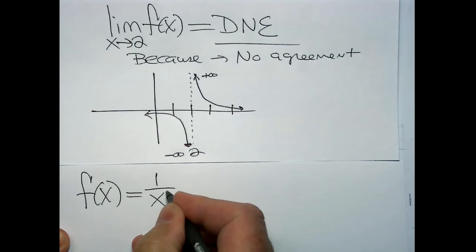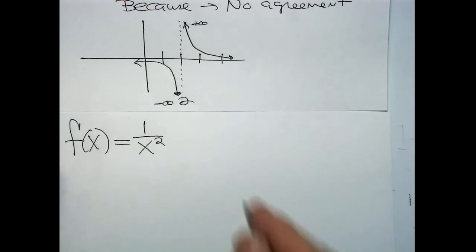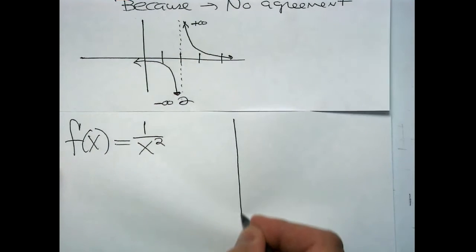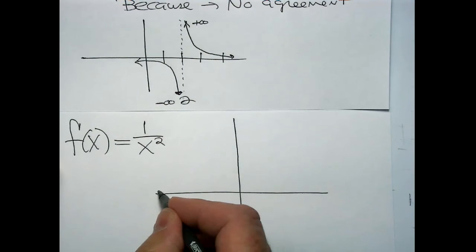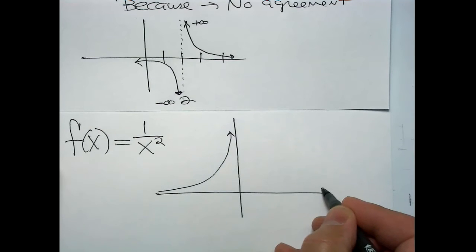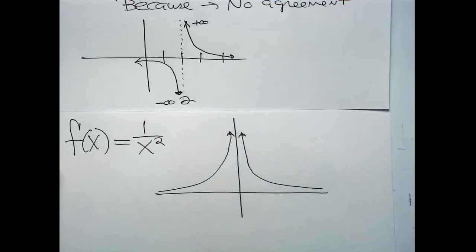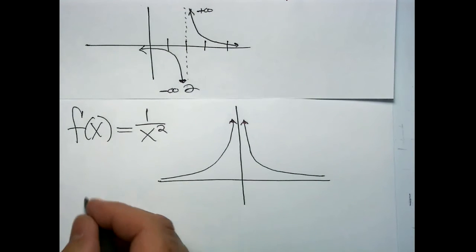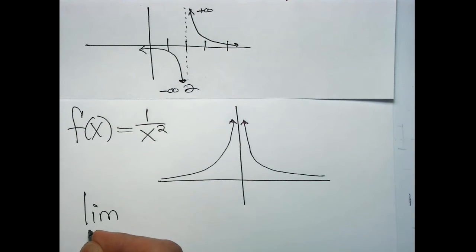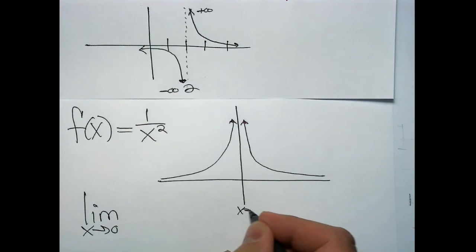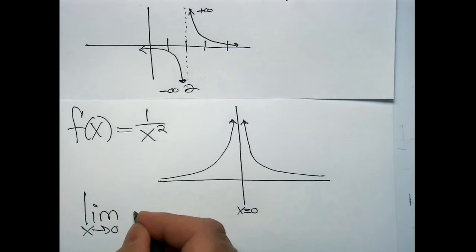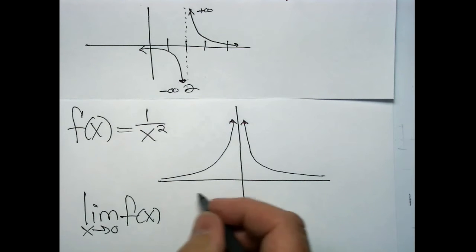Now, for the curve 1 over x squared, whether you do this with a table, or in this case, I'll just do it with a graph. I'll graph the curve. We get a curve that looks somewhat like this. So the question becomes, what is the limit as x approaches 0, right here at x equals 0 on my function? All right, well, let's observe.